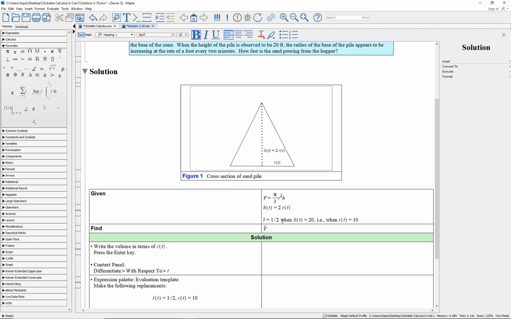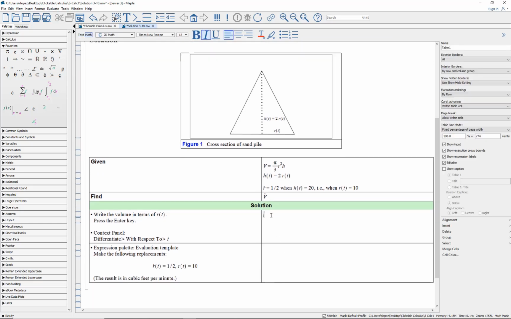We know that at the moment when the height is 20, that is when the radius of the base is 10, r dot, the rate of change of r, is a half. What we want to find is V dot, the rate of change of volume, which is a constant.